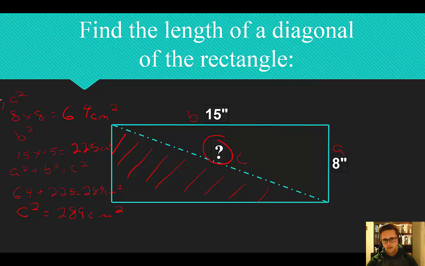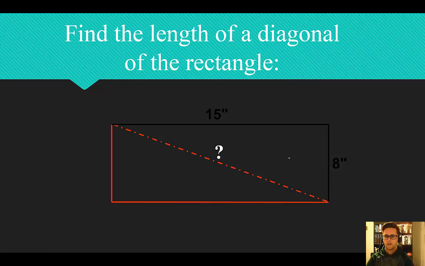I'm going to label these. This was our first step, second, third, and our fourth step will be to take the square root of 289, which equals 17. So C equals 17. We're done. It seems like a long process, but it's step by step.